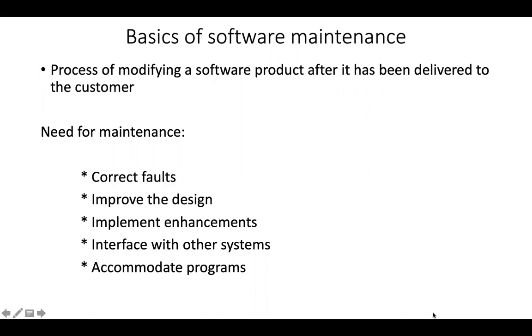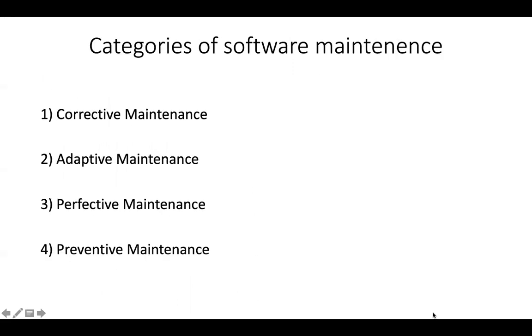Okay, now what is the need for maintenance? Not only this, there are certain other needs also for the maintenance. One, as we already said, is correcting faults. The second one is improving the design. Next is implementing enhancements. Then interfacing with other systems. And the last one is accommodating programs so that different hardware, software, system features and telecommunication facilities can be used. So these are all the reasons why we need to do the maintenance.